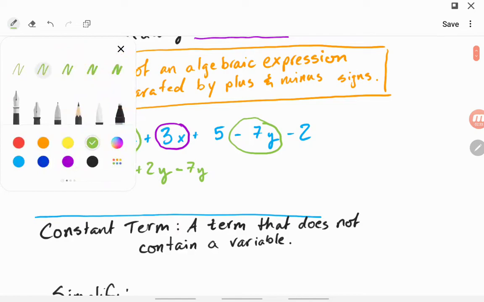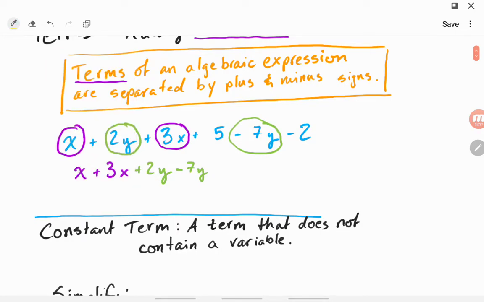And then what we have left doesn't have any variables, right? There's a 5 and a negative 2. Those are what we call constant terms, right? A constant term is a term that does not contain a variable, right? And we see that here with the 5 and the negative 2. And I'm going to put those next to each other.